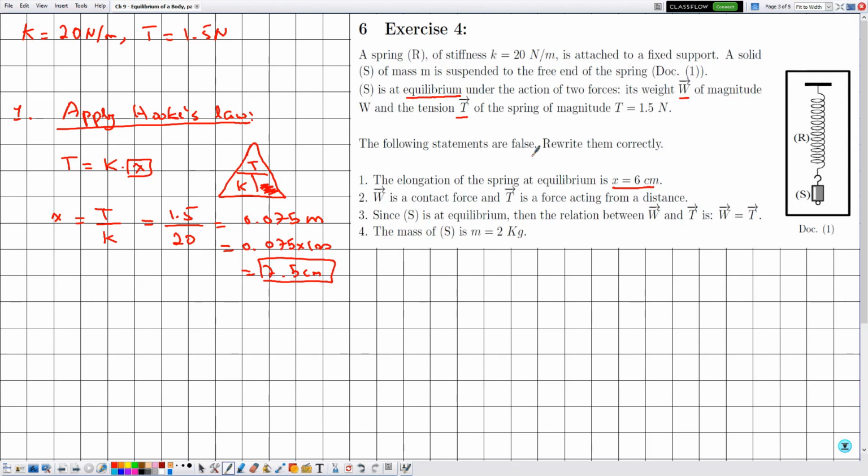Now, as part of the answer, we need to rewrite the statement correctly. Then let me write down that the elongation of the spring at equilibrium is X equal to 7.5 centimeters.